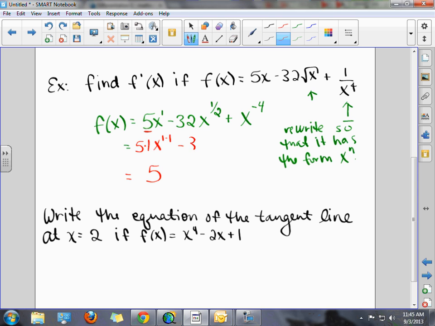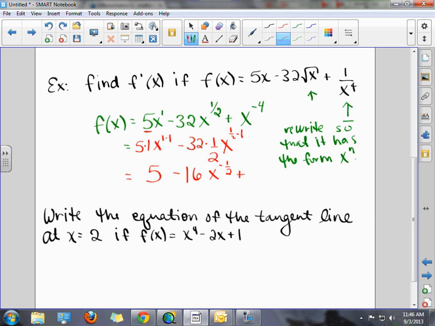All right, and now I'll write the 32 first. I'm going to bring down the power, so that's going to be 1 half x. I'm going to subtract 1 from this, so this is going to be 1 half minus 1. So down here I'm going to get 16x to the negative 1 half.